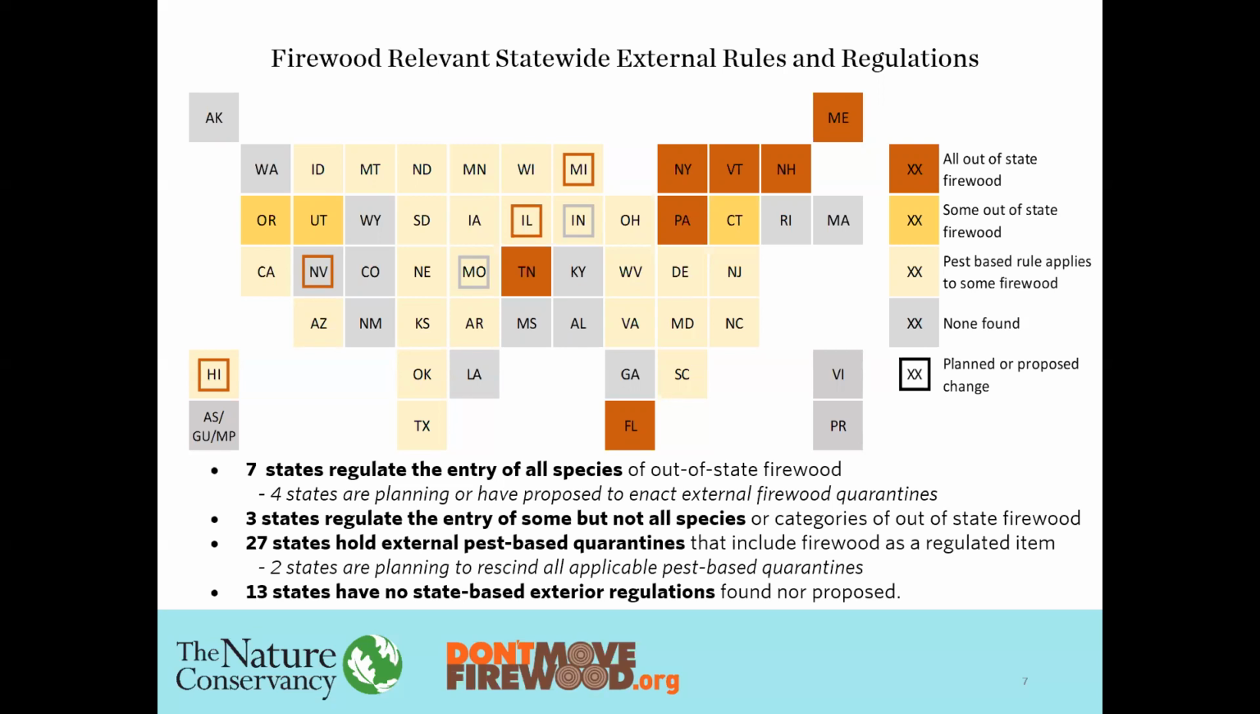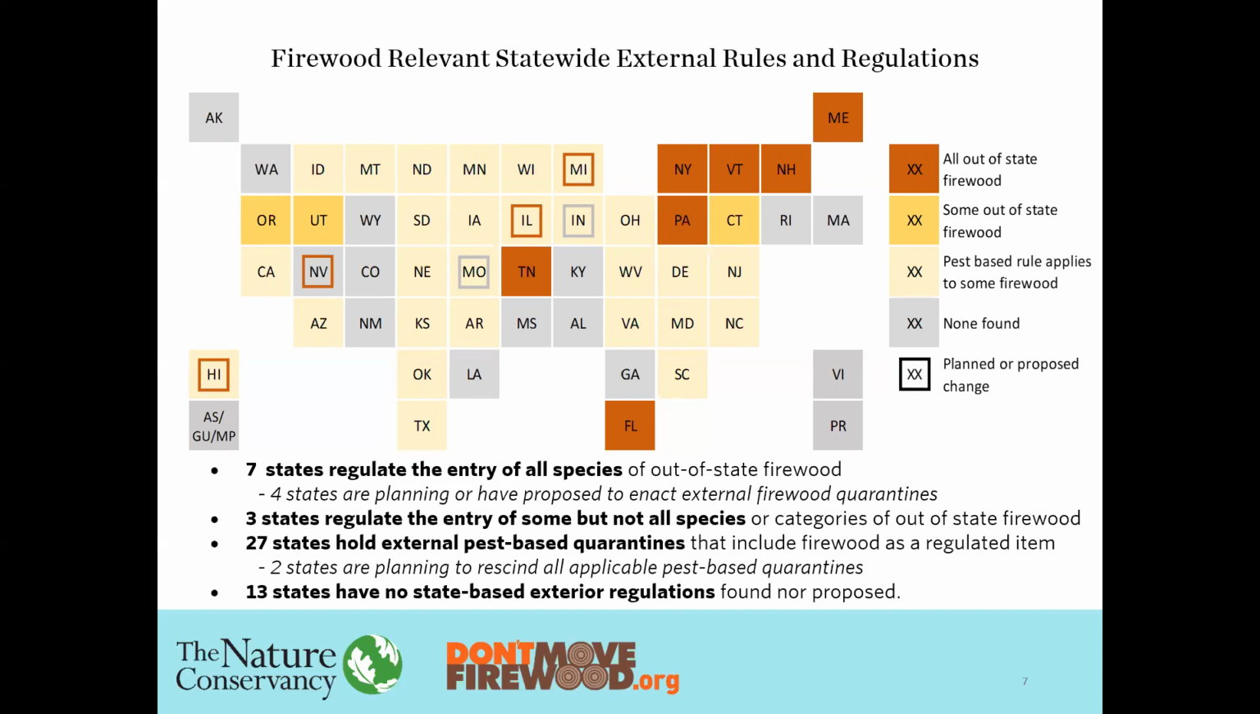The 7 states that are in brick color regulate the entry of all species of trees that form out-of-state firewood. So pine firewood, hardwood firewood, doesn't matter. All of those states also have some or extensive exemptions according to heat treatment and so forth, but you have to have an exemption or a certification or a heat treatment stamp or something to bring out-of-state firewood into those states. 4 additional states are planning to take the same action within the near future. State regulations in the near future can range quite a bit. So I don't want to say in 2022, because sometimes these things take more than 1 year, but they are actively planning in the near future.